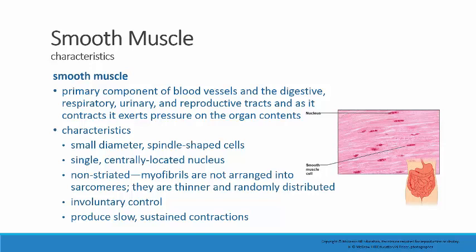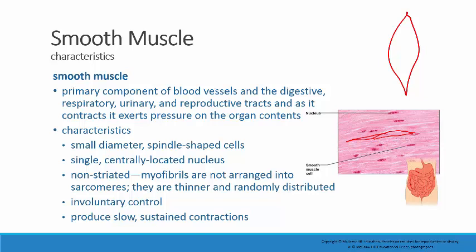So some characteristics of smooth muscle: they are small in diameter, and they have kind of a spindle shape. I'll trace out one. Here's the spindle shape. There's another one. The shape is sort of like this. They have a centrally located nucleus, and there's only one of them, unlike what we see in skeletal muscle.